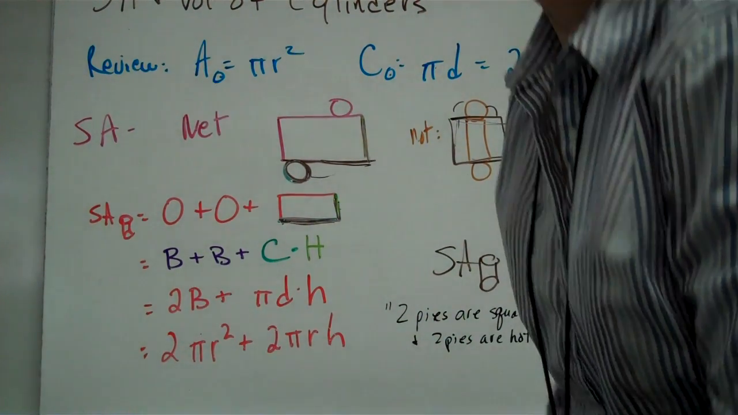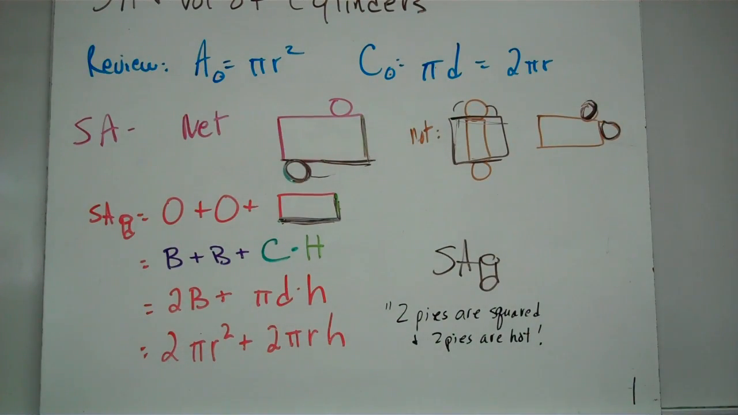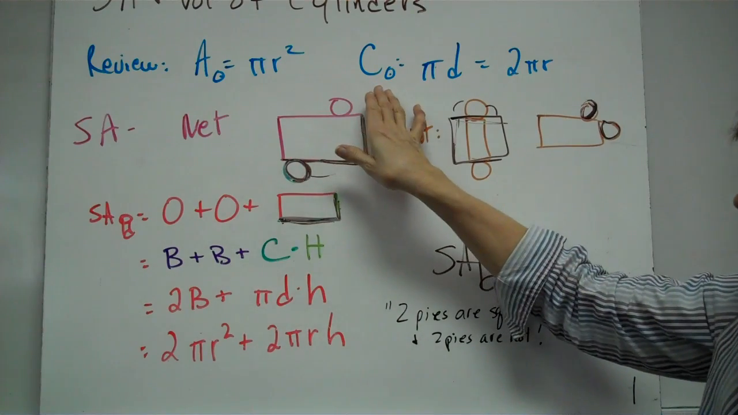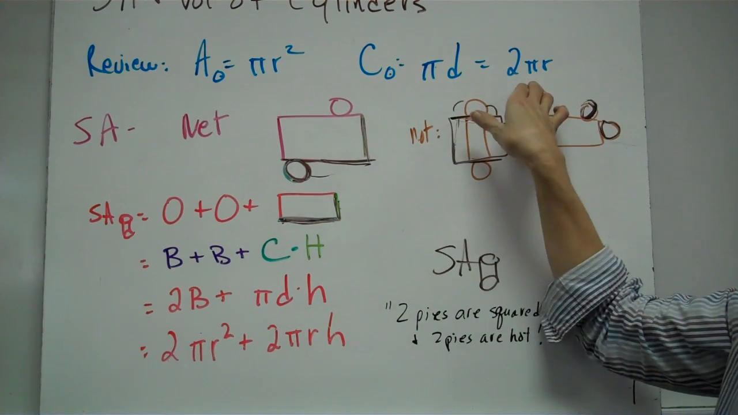So we're now going to do the surface area and volume of cylinders. All right, let's review first. The area of a circle is pi r squared. Circumference is pi times d, or 2 pi r.